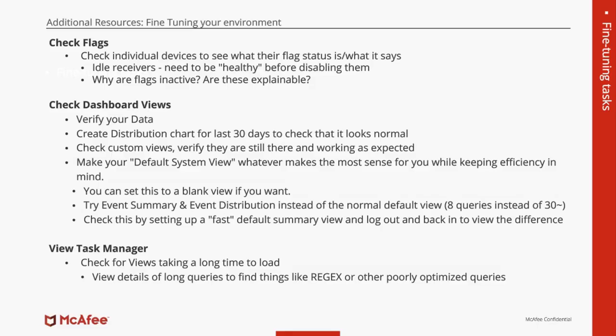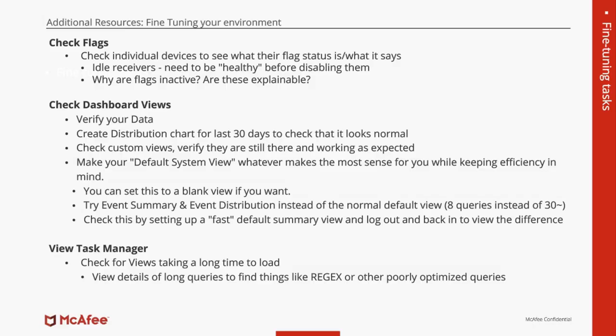The next thing you'll do is check your dashboard views. Verify your data. Are we still getting data? Do we have data in near real time like we expect? Let's check our distribution chart. Let's go back and see if we have historical data. Does the last 30 days look normal? Does it look abnormal? Check your custom views. Verify that they're still there and that they work as you expect. Go in and change the queries if you need to.